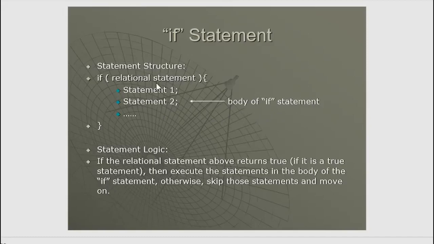So if this relational statement is true, then the computer will execute those statements in the body of the if statement. If the relational statement is false, then the computer is going to skip those statements in the body of the if statement and move on to the next statement in the program.